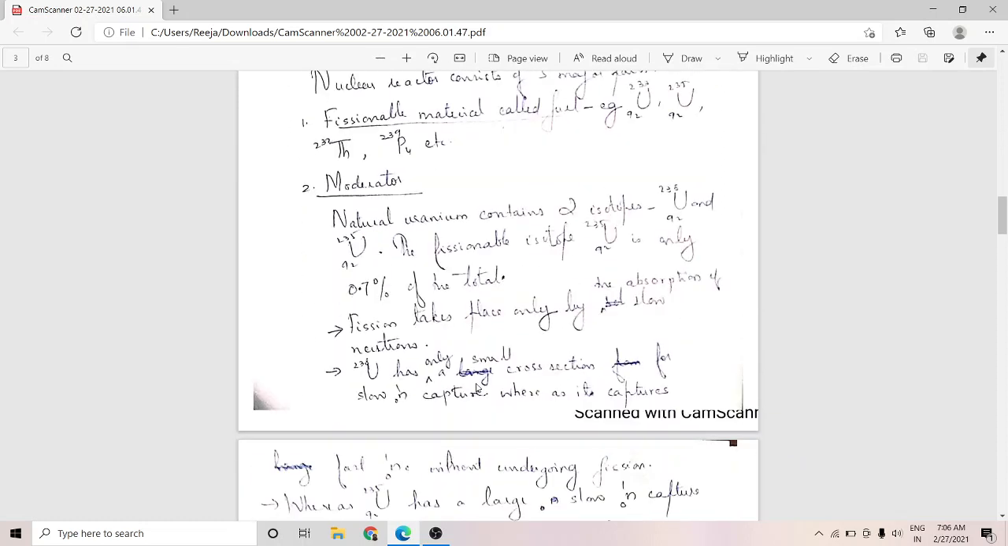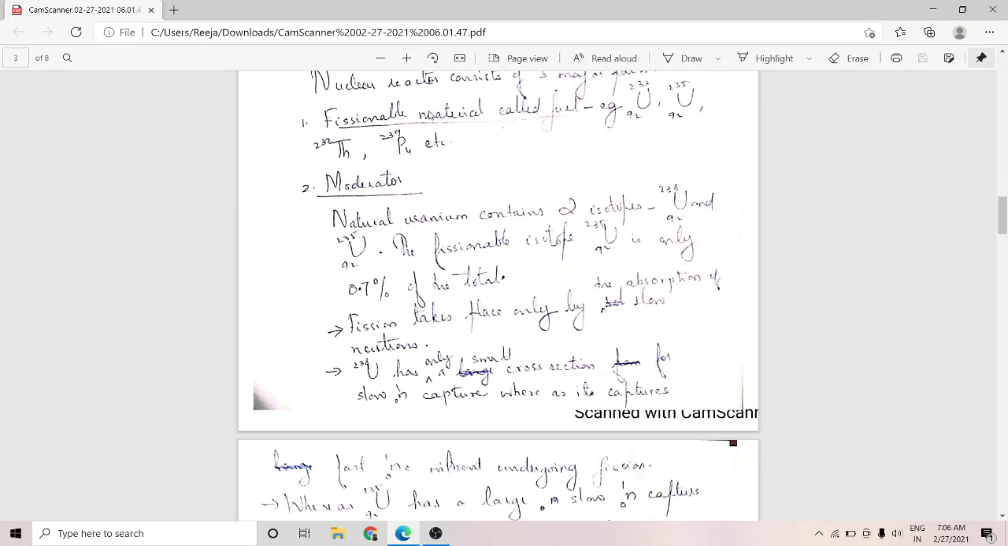Now, a nuclear reactor consists of 5 major parts. One is the fissionable material, that is our fuel present in the form of fuel rods, which can be uranium-235, thorium-232, plutonium-239, etc. The next part is what is called the moderator. As you know, natural uranium contains two isotopes. One is uranium-238 and the other one is uranium-235. But the fissionable isotope, that is uranium-235, forms only 0.7% of the total uranium reserves.